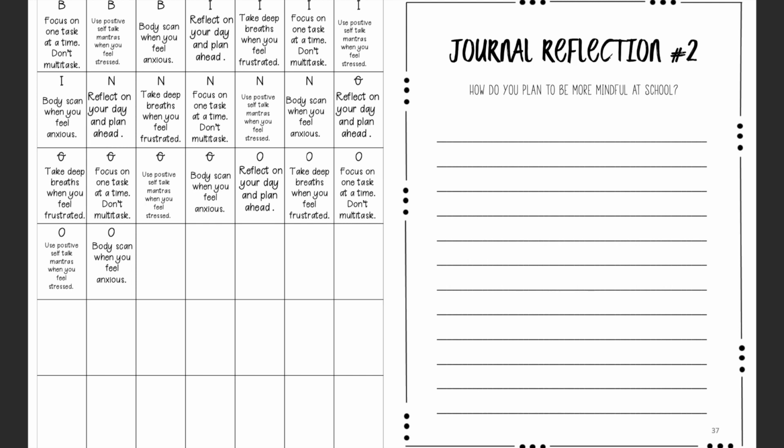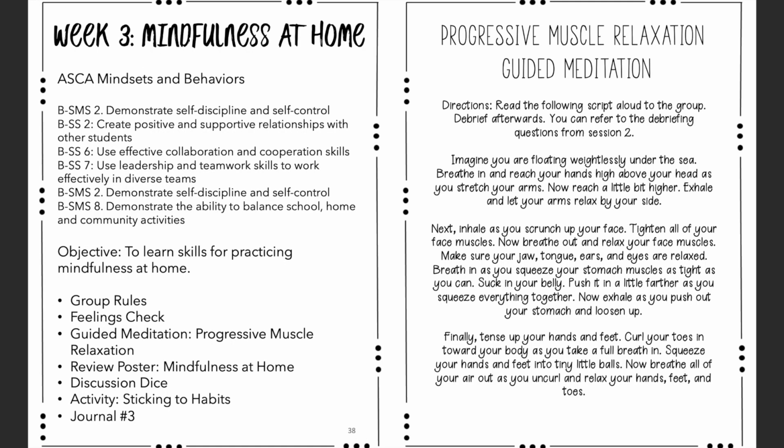And that one wraps up with journal reflection 2, which is related directly to school. How do you plan to be more mindful at school? Now, number 3 is mindfulness at home.